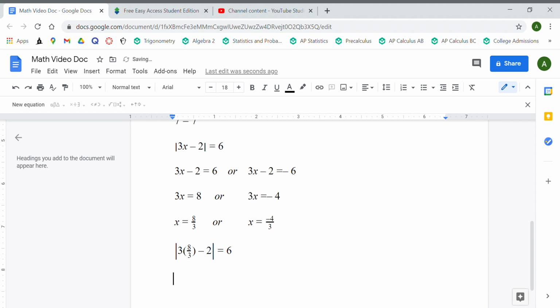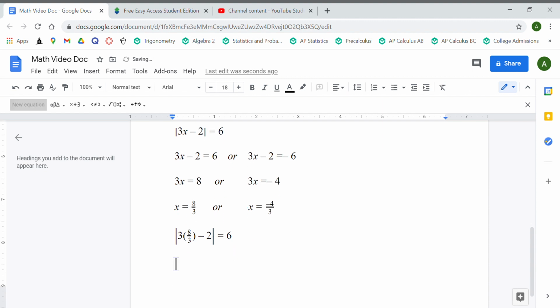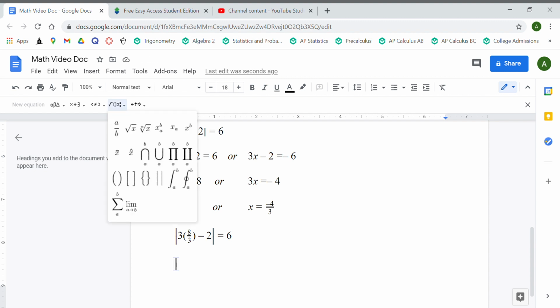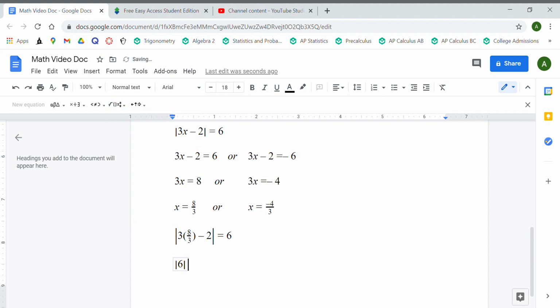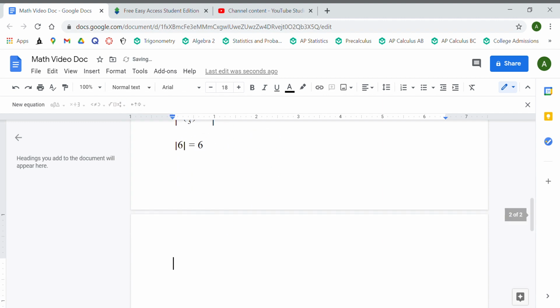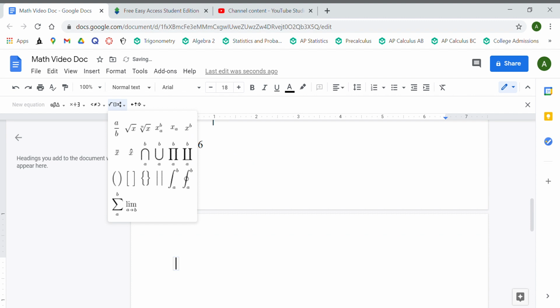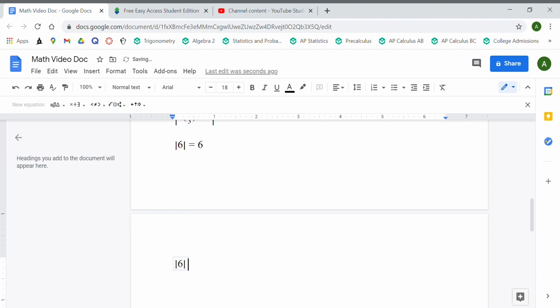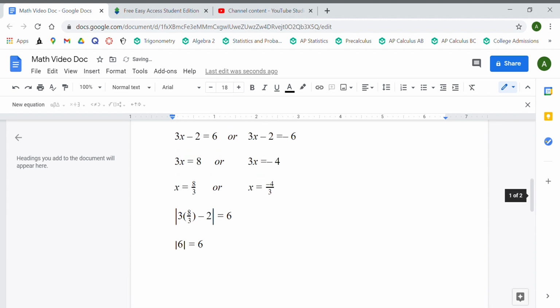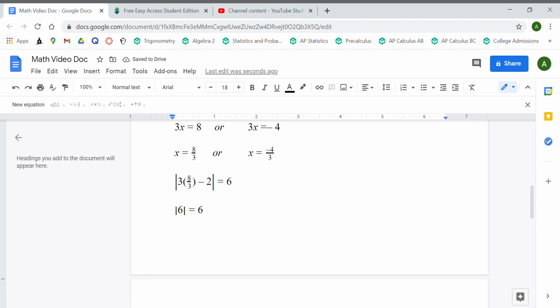So it's 3 times 8, 24, divided by 3 equals 8, minus 2. That does equal 6. Well, absolute value of 6, that is. And then 6 equals 6. Solution checks. So now we know that x equals 8/3 is valid.